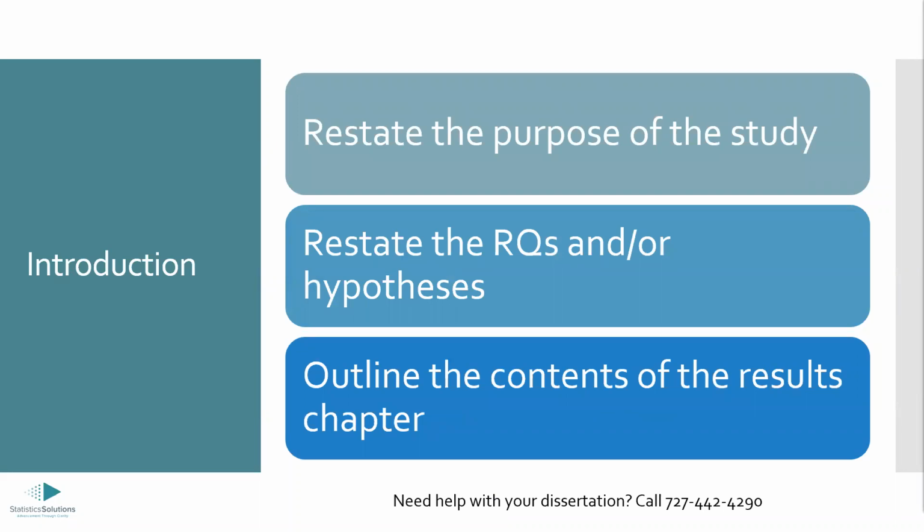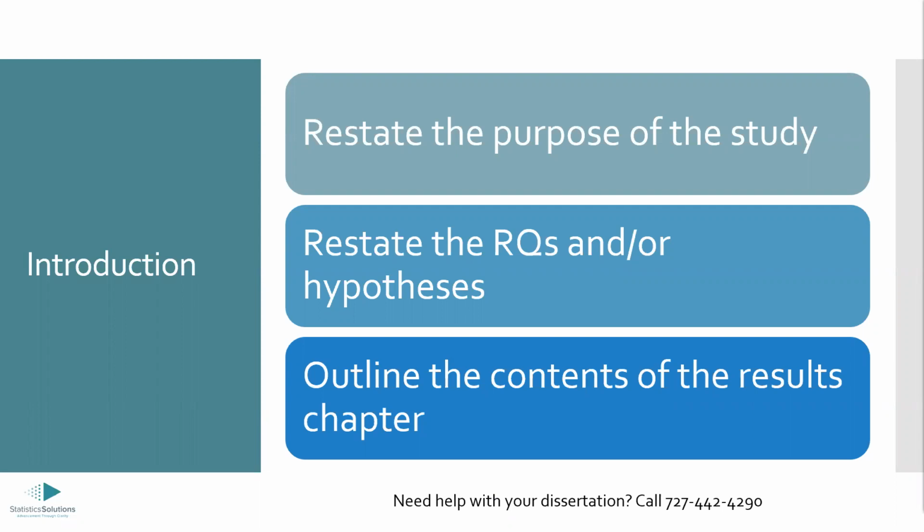So now let's start talking about the components of the chapter. Like other chapters of the dissertation, you usually start with a brief introduction where you reorient your reader to the purpose of your study, your research questions, and you go over the contents of the chapter. So you can just restate your problem or purpose statement either verbatim or have an abbreviated version of your problem and purpose statement to reorient the reader to that.